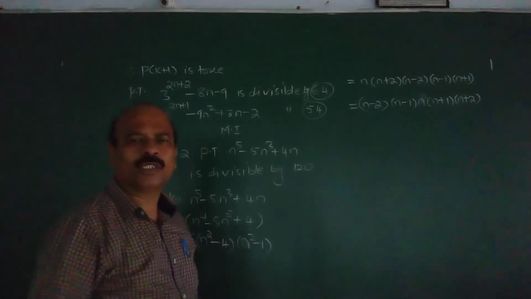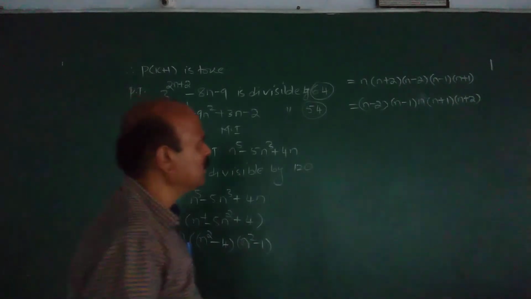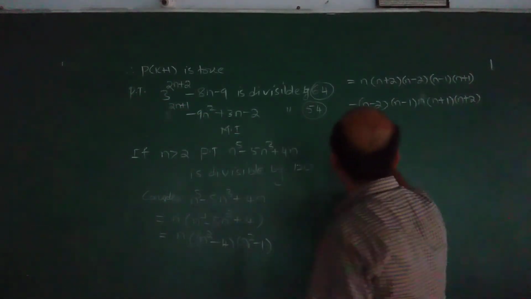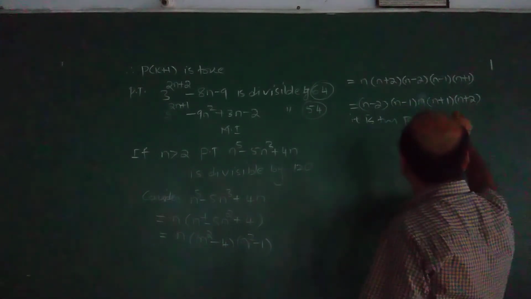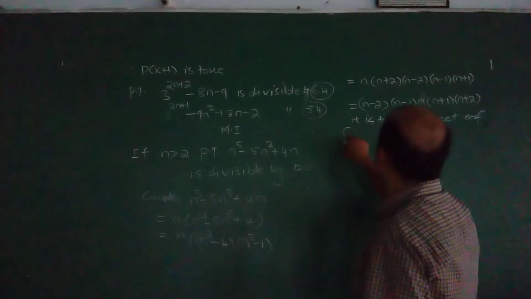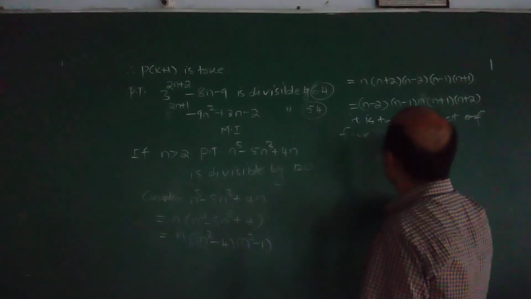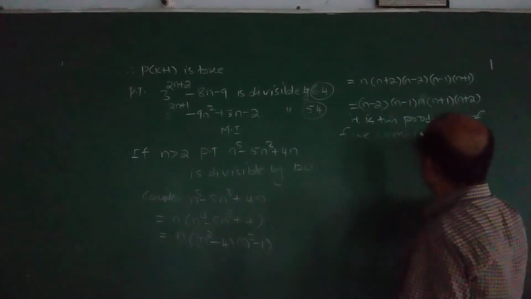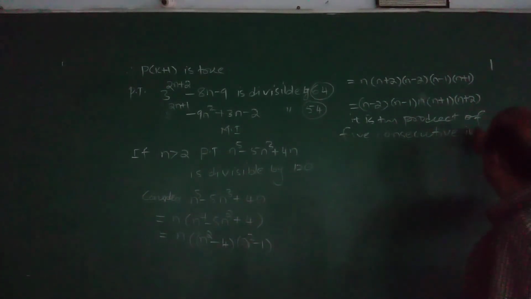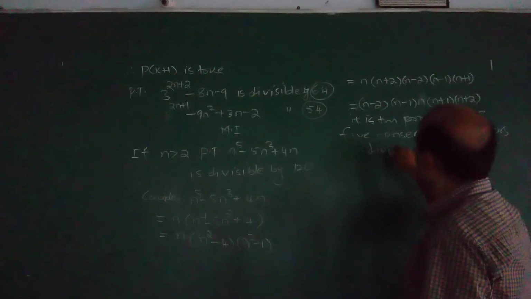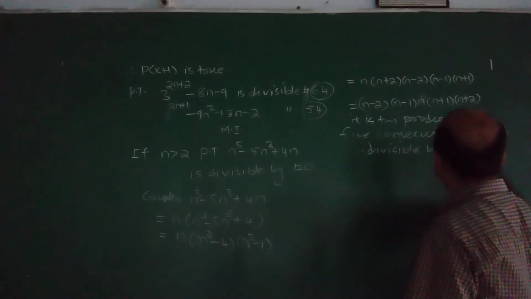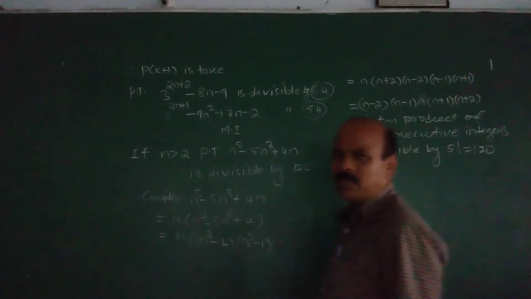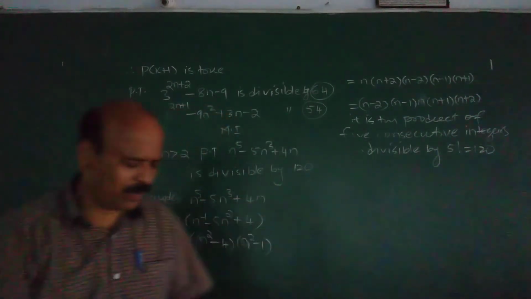Product of 5 consecutive integers is divisible by factorial 5. It is the product of 5 consecutive integers, therefore divisible by 5 factorial, but 5 factorial is nothing but 120. So it is divisible by 120.